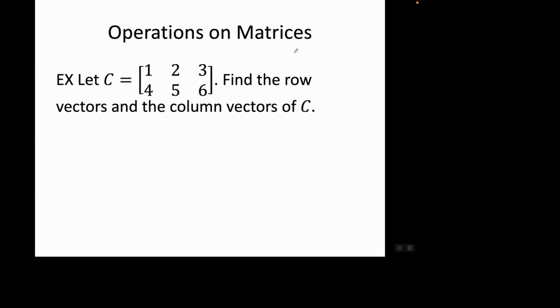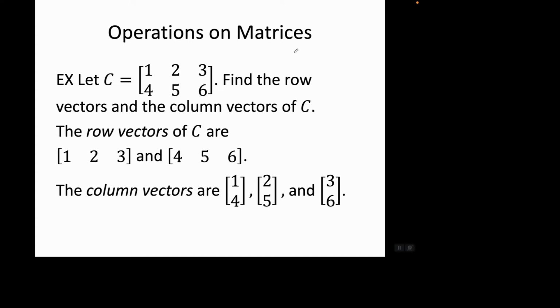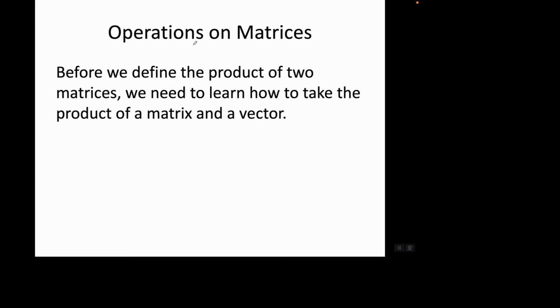Let C equal 1, 2, 3, 4, 5, 6. Find the row vectors and the column vectors of C. The row vectors of C are 1, 2, 3, and 4, 5, 6. And the column vectors are just going to be 1, 4, and 2, 5, and 3, 6.